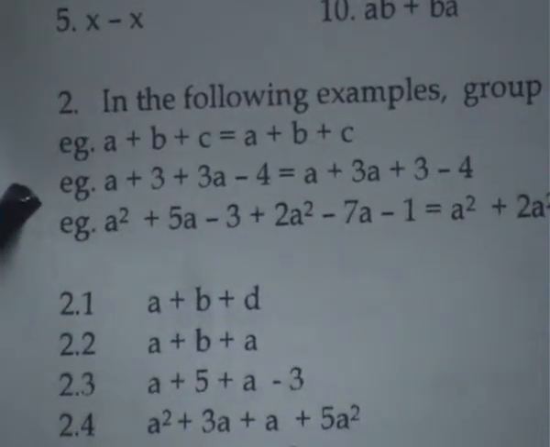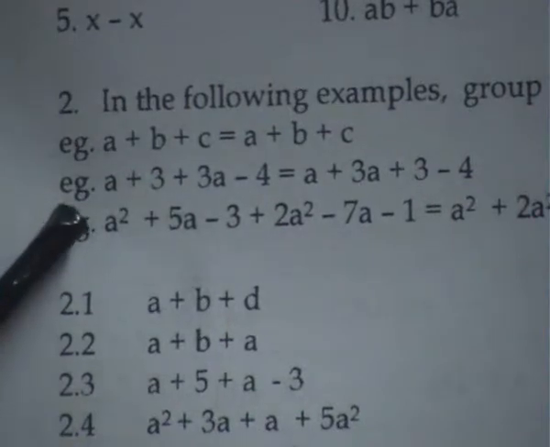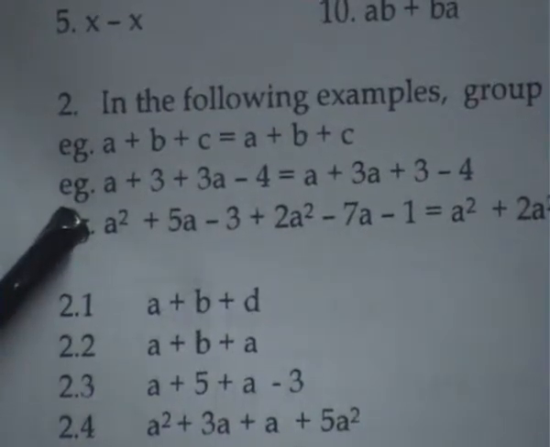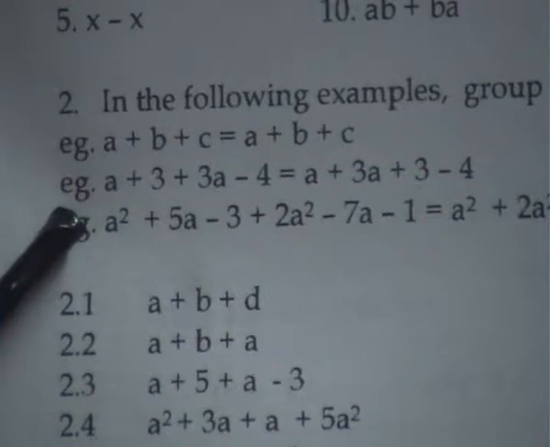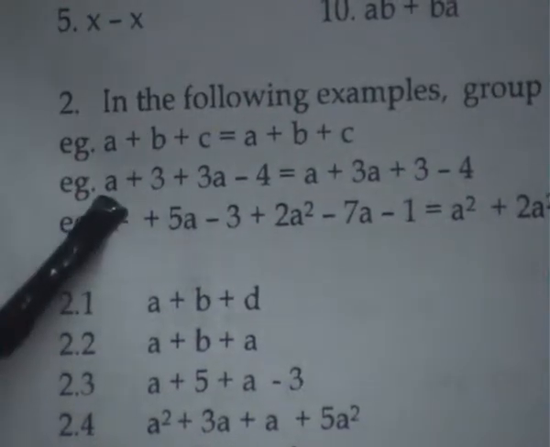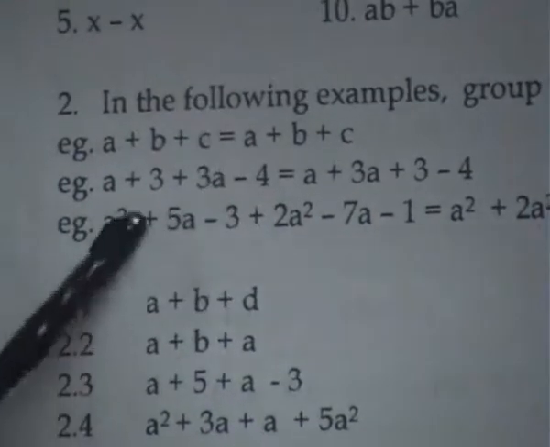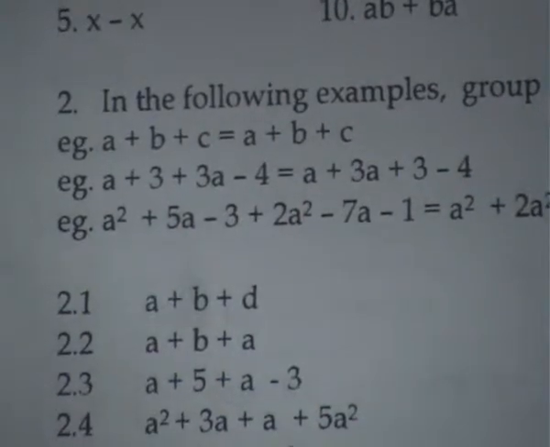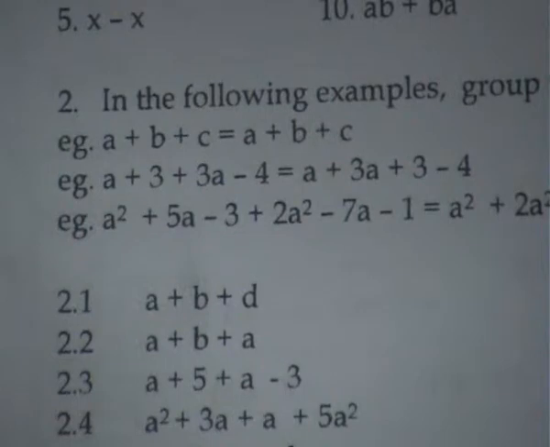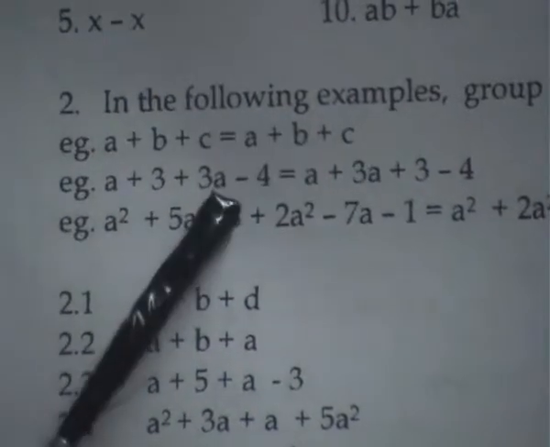If you look at example 2, you got A plus 3 plus 3A minus 4. Now you can see that there is A and 3A which are like terms. And then you got 3 and minus 4, the numbers itself, which are also like terms. So to make life easy, what we do, we group the like terms. In other words, we write the like terms together. So there's A and there's 3A.